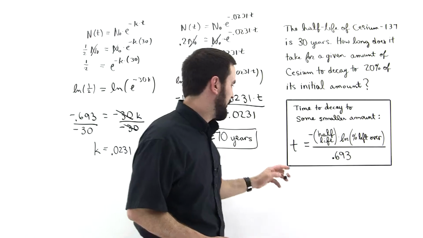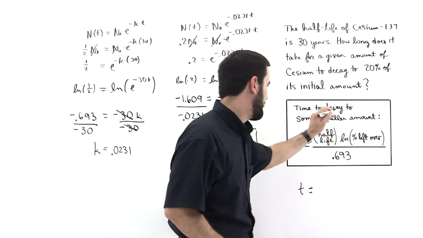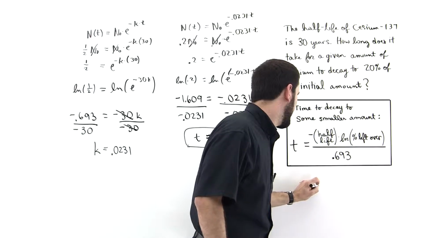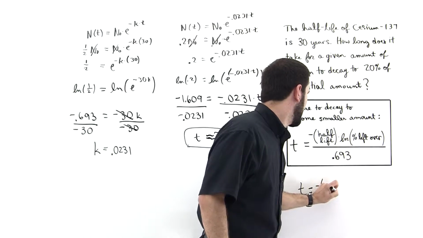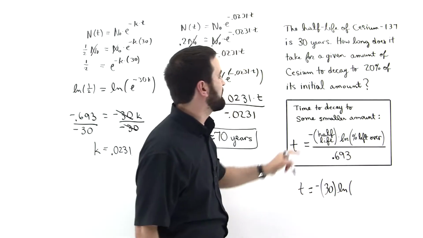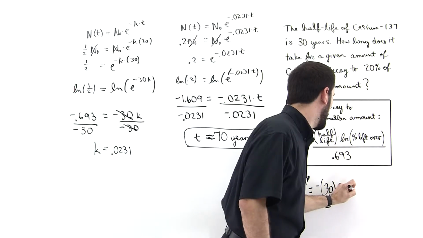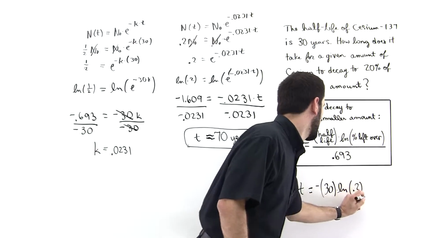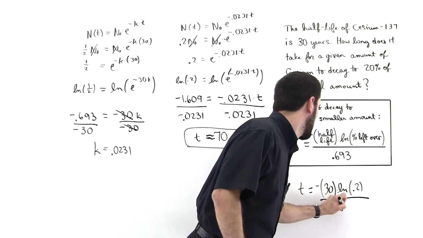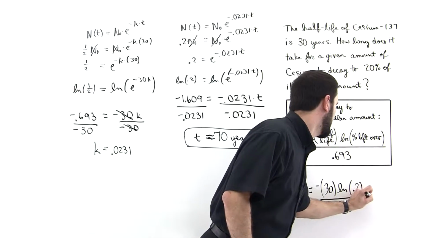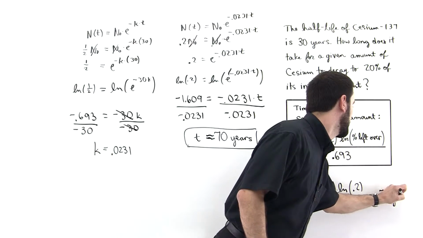And so let's go ahead and solve this, and then we'll see how this equation came about. So we have negative, the half-life is 30, so plug that in here. And then times the natural log of the percent left over. Well, there's 20% of its initial amount, so there's 20% left over. So this is 0.2, divided by 0.693. And if you type this into your calculator, you will see that this is approximately equal to 70 years.